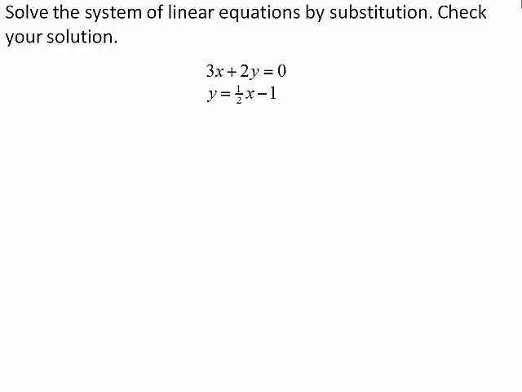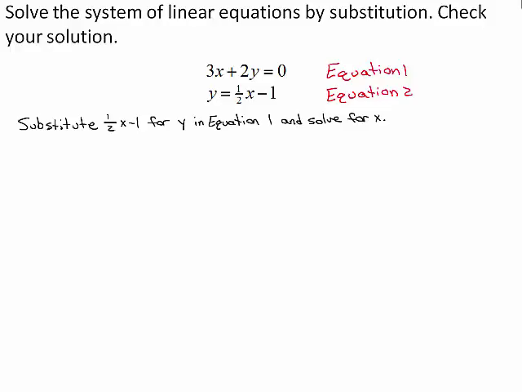Solve the system of linear equations by substitution. Check your solution. 3x + 2y = 0, y = 1/2 x - 1. Let 3x + 2y = 0 be equation 1, and y = 1/2 x - 1 be equation 2. Notice that equation 2 is already solved for y. Substitute 1/2 x - 1 for y in equation 1 and solve for x.